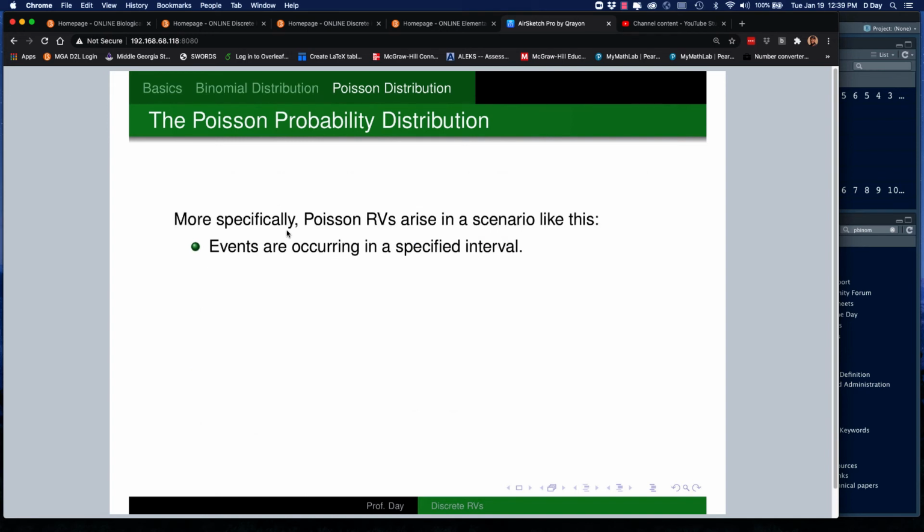More specifically, Poisson random variables arise in scenarios, and these are kind of the properties, so to speak, or at least the first couple of bullets here are properties. Events are occurring in a specified interval of time. That's the first qualification for being Poisson.